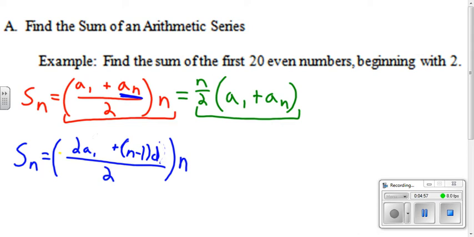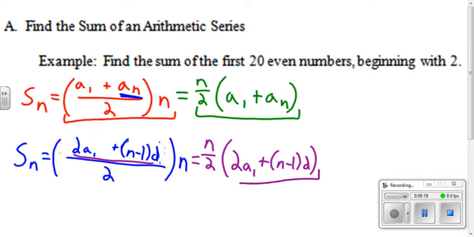And again, another way we could write this. A lot of people prefer doing the n over 2 first. Again, commutative property says that's okay. And then just taking this piece, so it would be times the 2a sub 1 plus n minus 1 d. And in fact, these ones on the right, these are the ones that you'll find in your reference packet.